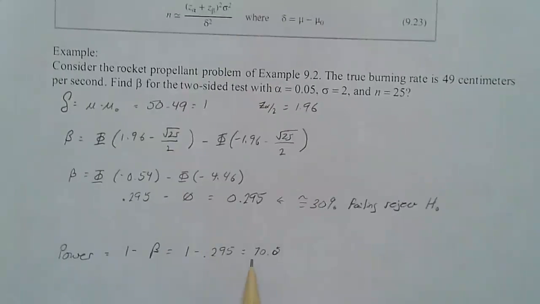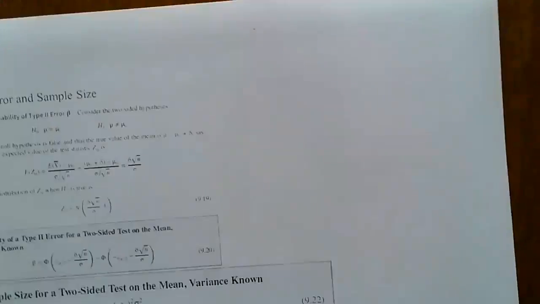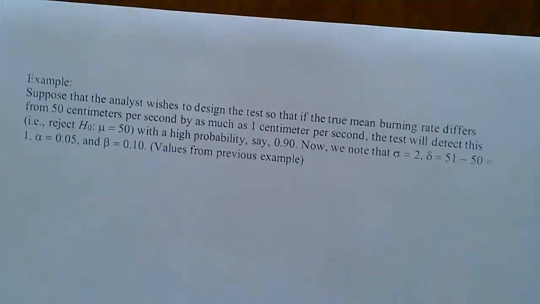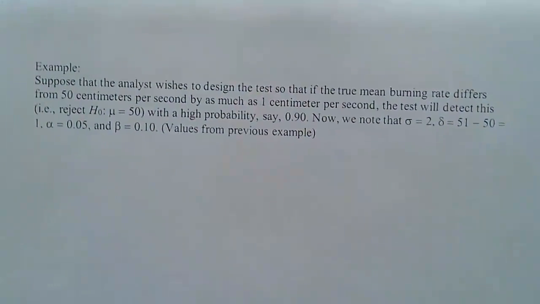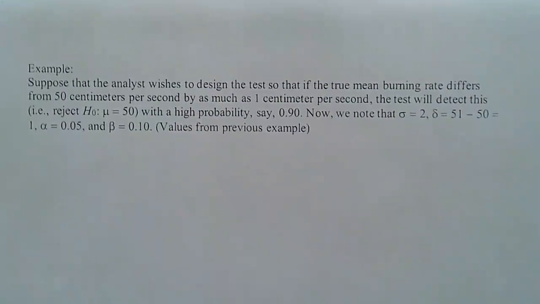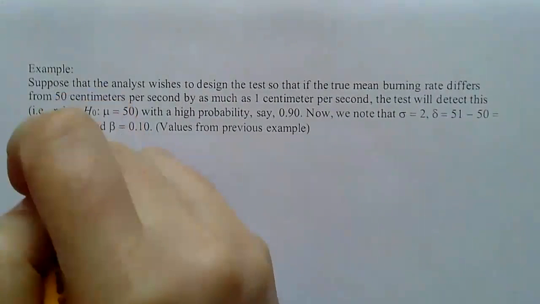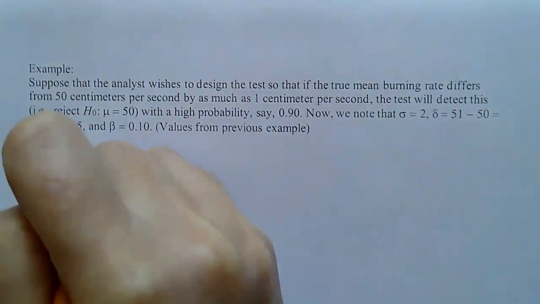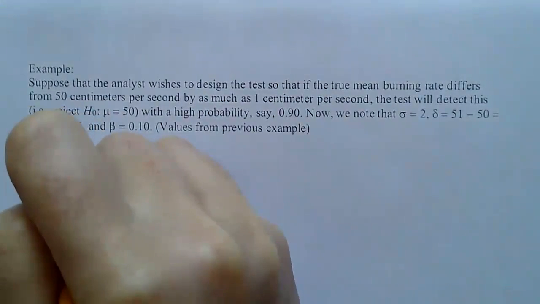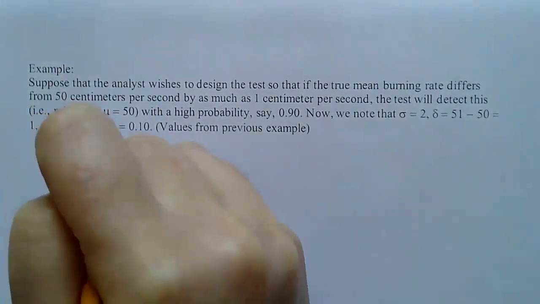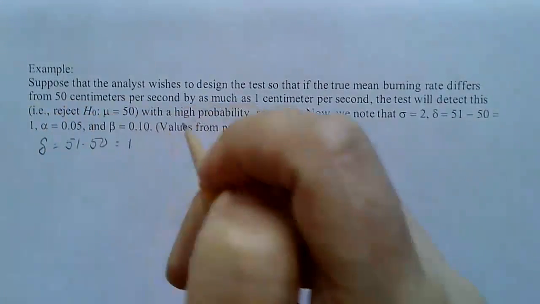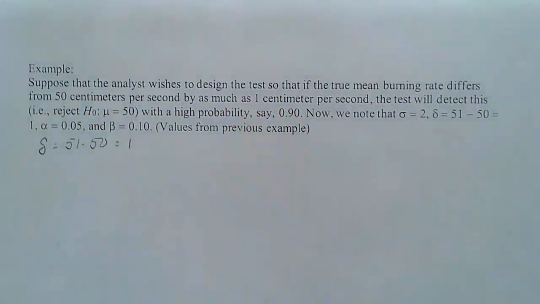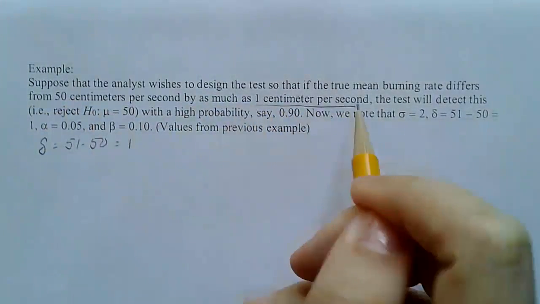So instead of having a power of 70, what if I wanted a power of 90? So let's look at that. It says if we want to have the true mean differing by more than 1 centimeter per second, that we're going to test it, be able to detect that with a probability of 90. And so again, our ability to detect more than one, so that's 51 minus 50, and that's equal to 1. So that mean difference we're looking at is 1, right? So that as much of 1 centimeter per second.